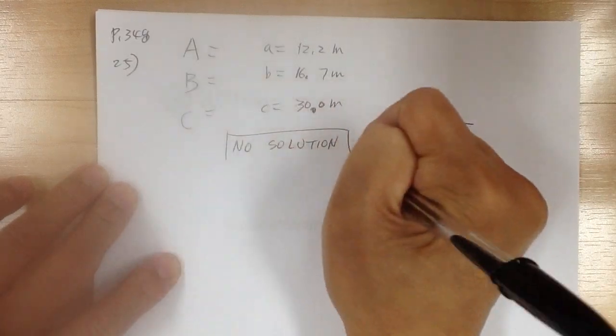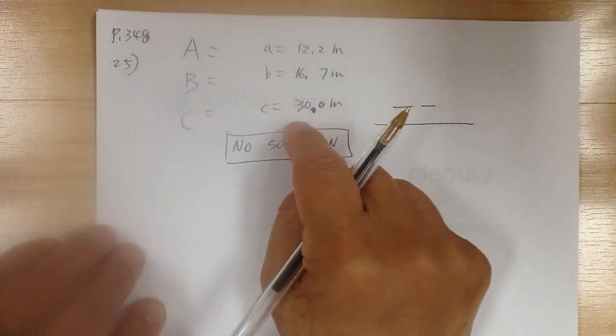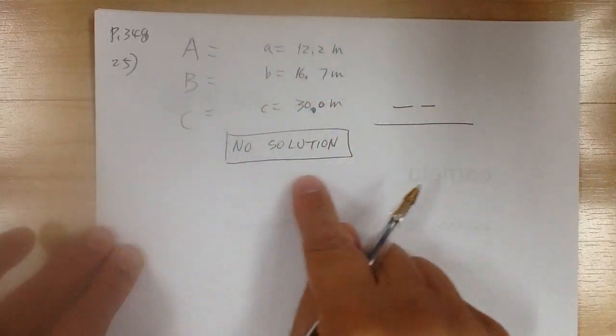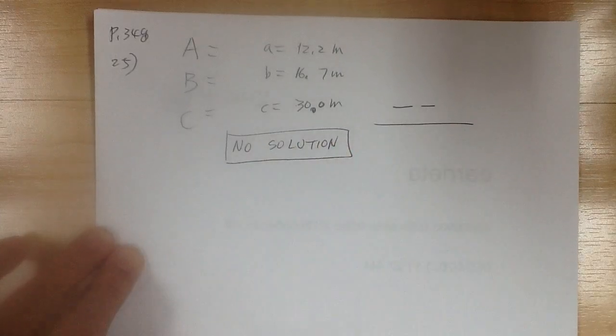Sometimes you have to do a quick check, so you don't even have to waste your time doing all this. But if you don't see that when you try to use it in a formula, you're going to end up with an error and you're going to get no solution.